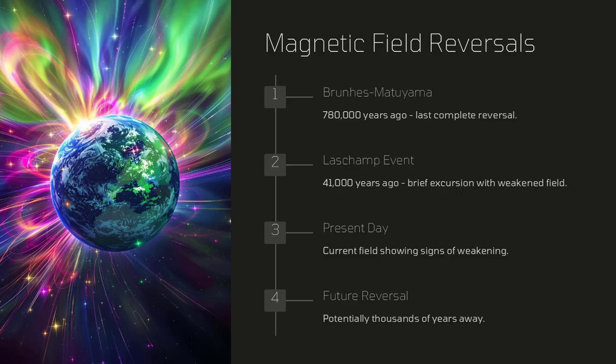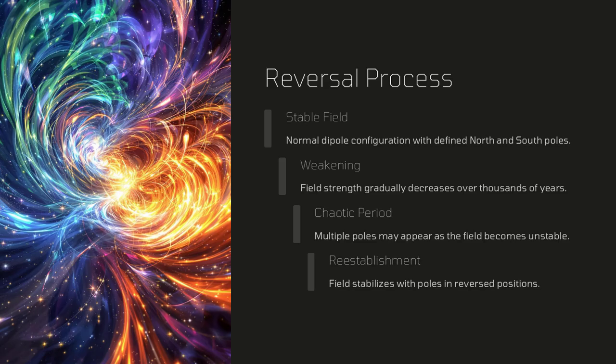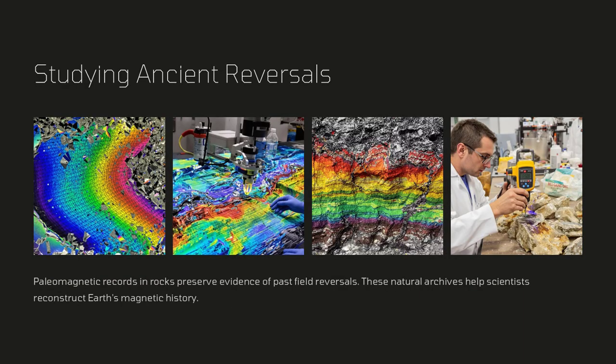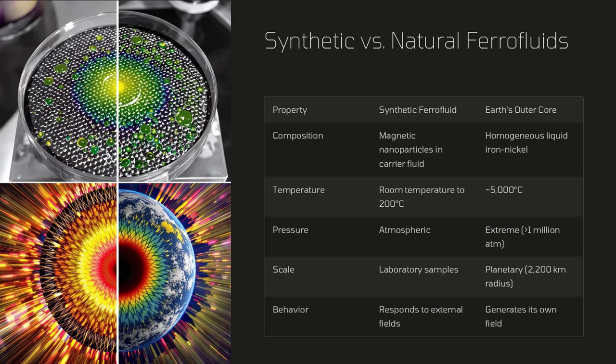Some scientists have drawn parallels between the behavior of this liquid iron and that of a ferrofluid, a fluid that exhibits strong magnetic responses due to suspended magnetic particles. Although the Earth's outer core isn't a ferrofluid in the traditional sense, it behaves similarly in that its liquid metal is highly responsive to magnetic forces.